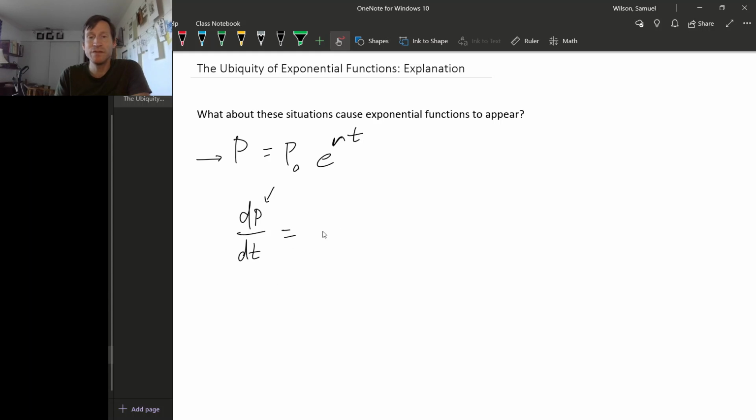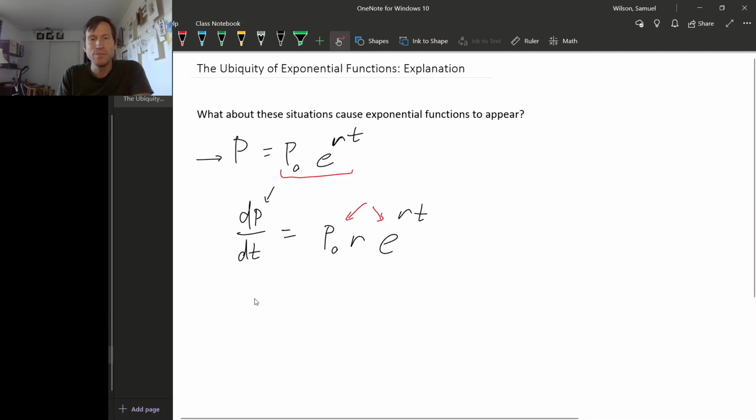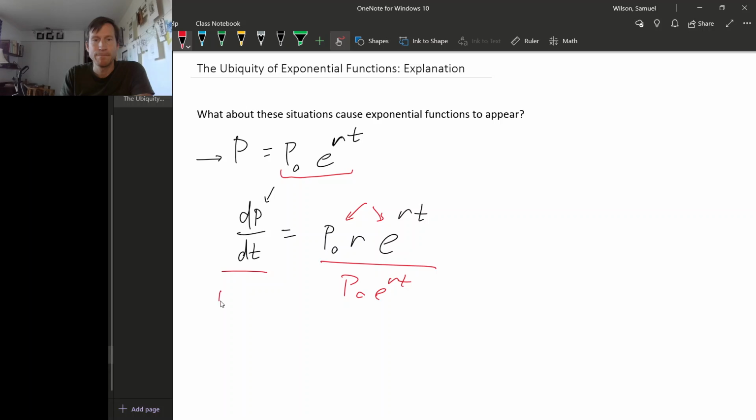So when we take this derivative, we get, let's see, this P naught just sits there. The chain rule spits out an r. So P naught r e to the rt. And our original population function is actually hiding here in the derivative. It's these two pieces. So if we wanted to, we could divide both sides by this stuff. So divide by P naught e to the rt.